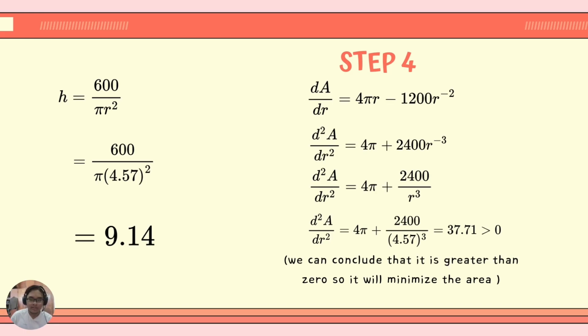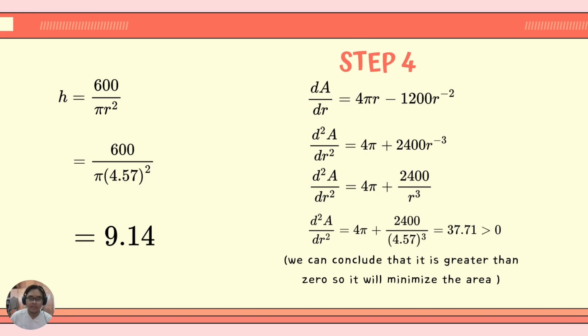So this is the first derivative: dA over dr equals 4 pi r minus 1200 r to the power of negative 2. The step below represents the second derivative to confirm whether the critical point minimizes or maximizes the surface area. Again, we substitute r equals 4.57 into the second derivative test. We get 37.71, which is greater than 0.